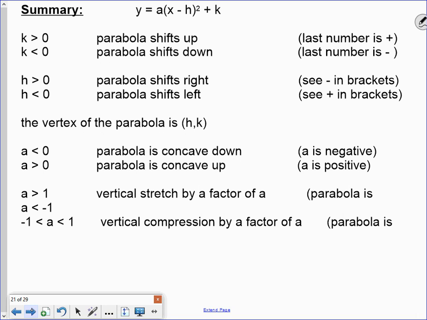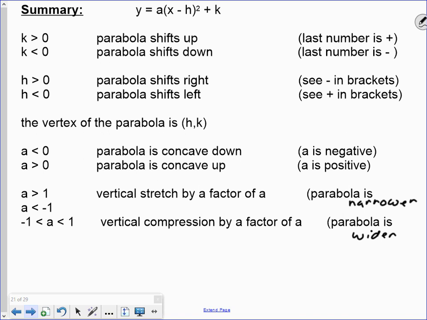If the value of a that we see is a fractional value that's between 0 and 1, we have a vertical compression by a factor of a. So the parabola in this case would get narrower. The parabola here would get wider. It would appear wider as a result of that stretch.